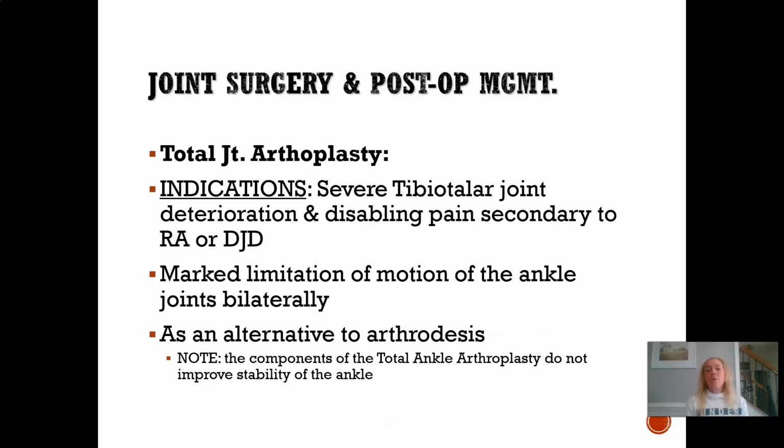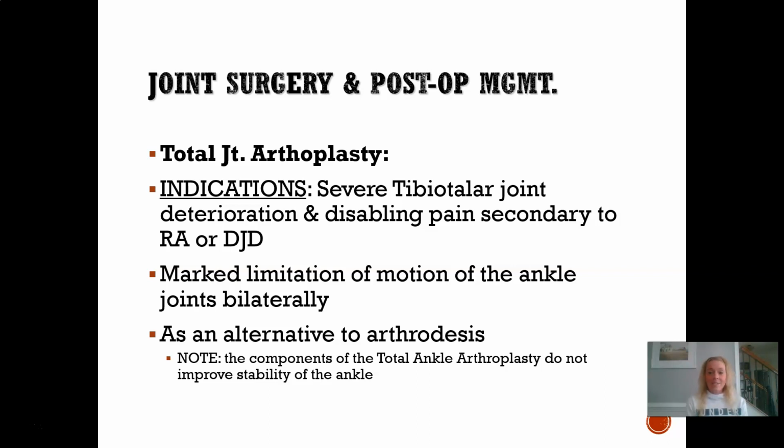So if we go into surgeries to correct any of these, we can see total joint arthroplasties. This would be if there's severe tibiotalar joint deterioration and disabling pain. So this could be due to either osteoarthritis or rheumatoid arthritis, with limitation of the ankle joints bilaterally, or as an alternative to an arthrodesis, which would be a fusion. Just a side note, the components of a total ankle arthroplasty don't improve stability of the ankle. So if someone has an unstable ankle, performing a total ankle arthroplasty is not going to fix that problem.